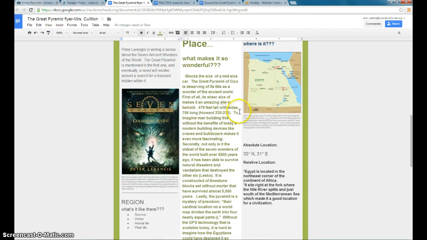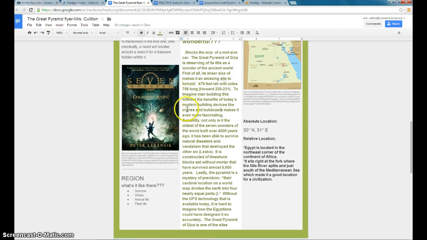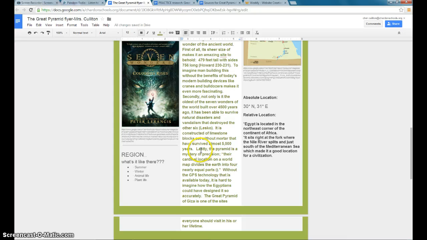This is my place paragraph. My claim was that the Great Pyramid of Giza is deserving of its title as an ancient wonder of the world. Your claim will be something to the effect that your wonder should be one of the 7 new wonders of the world. You can see I have my transitions here showing where my first piece of evidence is with citation, my second piece of evidence with parenthetical documentation, and then here's my third one.